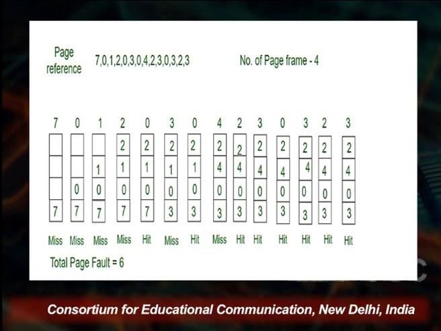Then 2 is being asked for, and 2 gives us a hit. Then 3 is asked for, and 3 gives us a hit. Then 0 again a hit, as it is available, then 3 a hit, 2 resulting in a hit, and similarly 3 also resulting in a hit. So here we have very few page faults; the total number of page faults is equal to 6. We have used the strategy that we replace the page which will not be used for a long duration of time in the future.